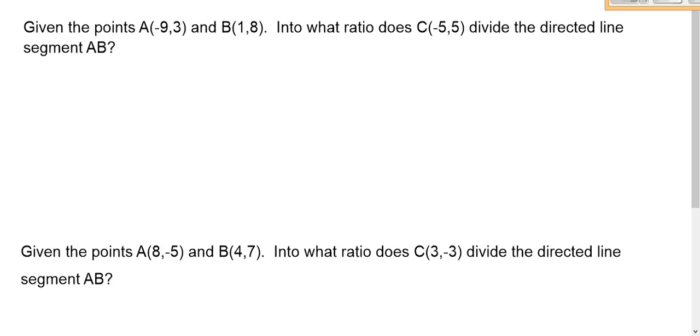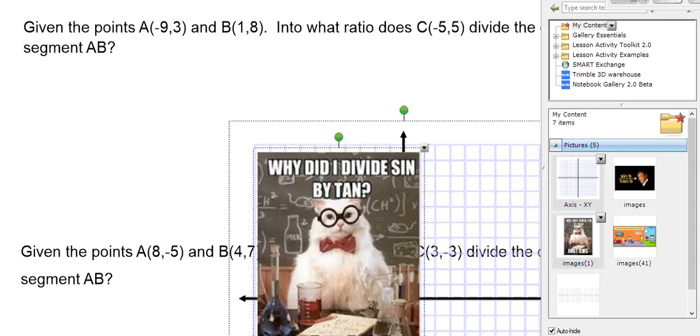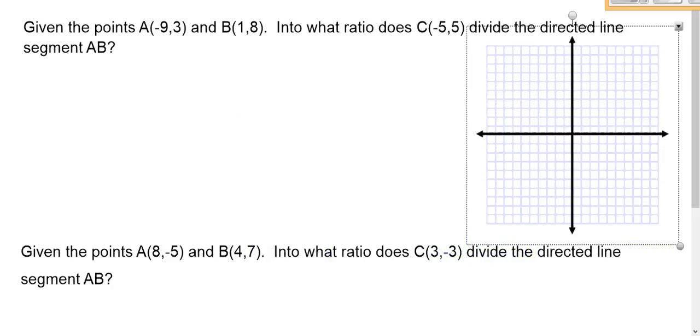So now we're going to look at a very similar question, but it's kind of asking you to do it backwards. Saying, here's the 2 points. Into what ratio does point C divide them? So my suggestion is that you would just plot these points. To get the ratio, I would plot all the points.